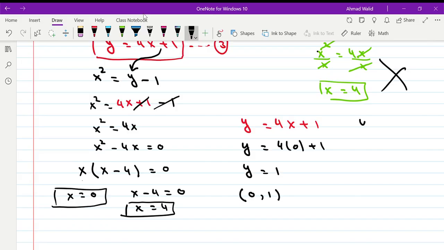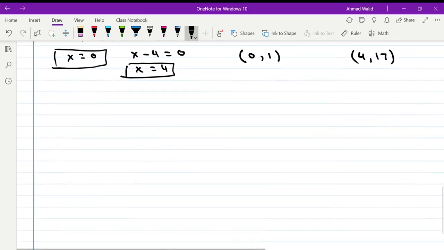Next time, y equals 4x plus 1. Plug in x equals 4. It means y equals 4 times 4 plus 1, which gives you y equals 17. It means when x is 4, y is what? 17, the solution for your equation. Correct? Let me do another example for you, a different one.